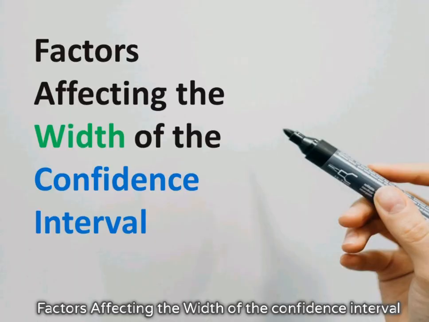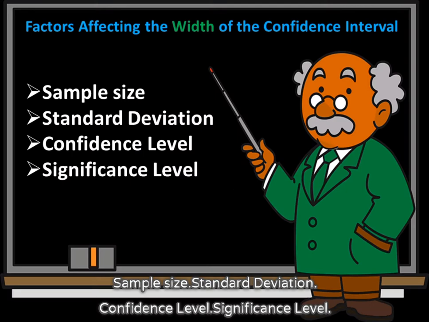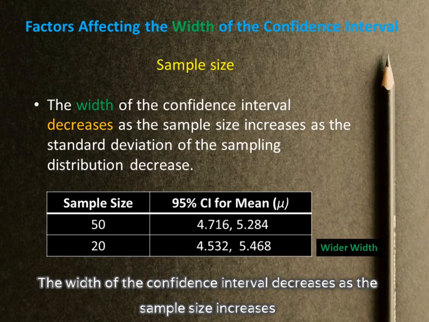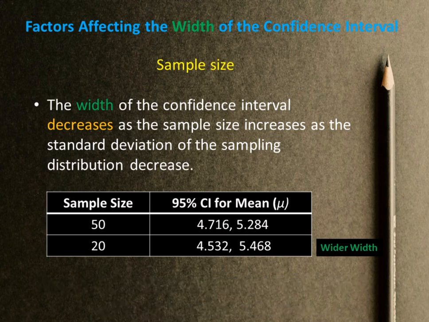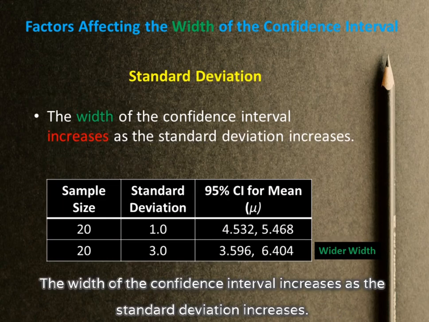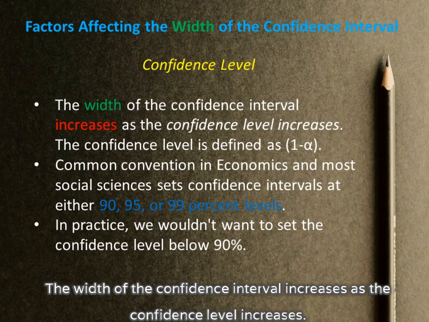Factors affecting the width of the confidence interval: sample size, standard deviation, confidence level, significance level. The width of the confidence interval decreases as the sample size increases, as the standard deviation of the sampling distribution decreases. The width of the confidence interval increases as the standard deviation increases. The width of the confidence interval increases as the confidence level increases.